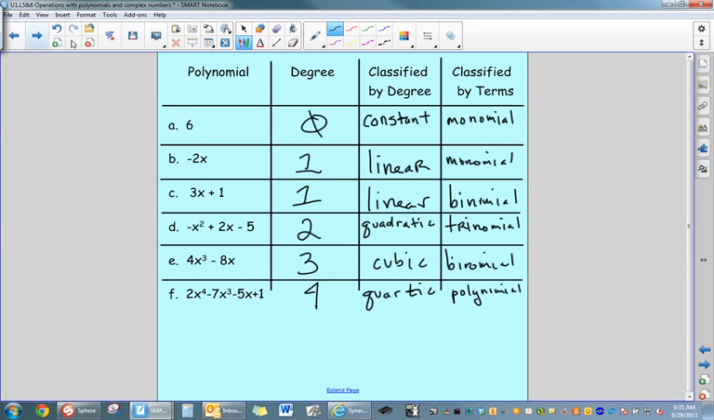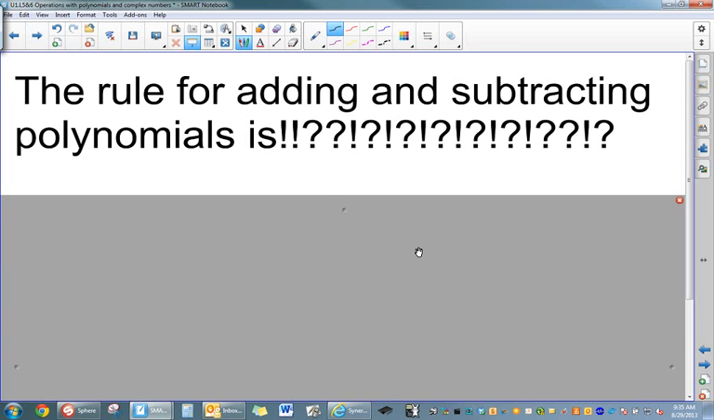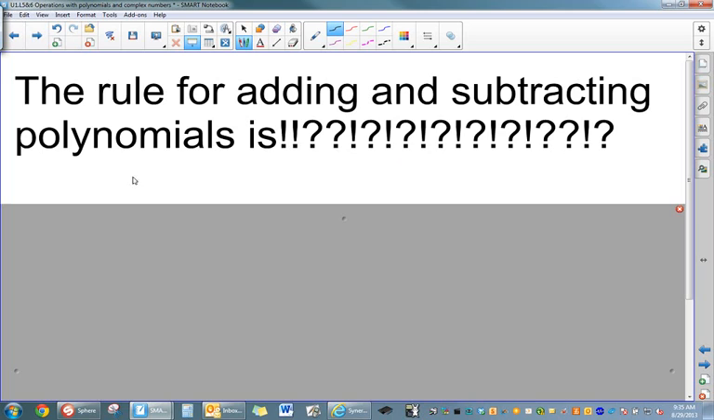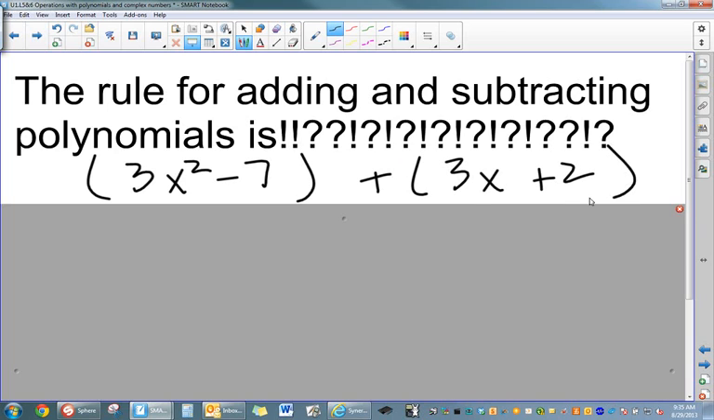Alright. So today's actual lesson is this. What is the rule? We don't write that down. What is the rule for adding and subtracting polynomials? So if you had something that looks like this, 3x squared minus 7, that's one polynomial, plus 3x plus 2. What would you do if you solve those 2 polynomials?